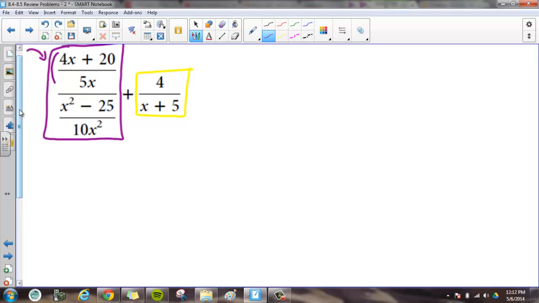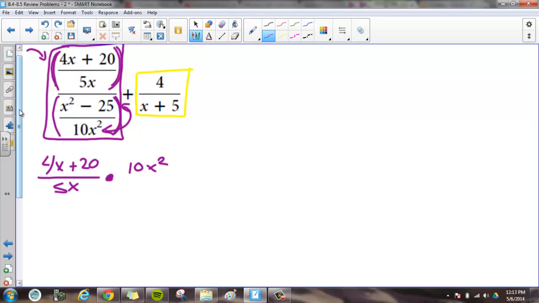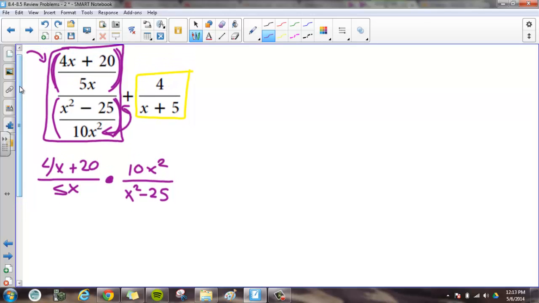Now remember, when you're simplifying a complex fraction, you take the top fraction, the 4x plus 20 divided by 5x, and we're going to multiply that by the bottom, but you don't multiply the bottom as is, you've got to multiply it by the reciprocal. So we're going to take this negative 10x squared that's on the bottom and put it in the numerator, and then take the x squared minus 25 and put that in the denominator. So you're going to get something like this, 10x squared on top, and x squared minus 25. Okay, so that's what that purple thing turned into.